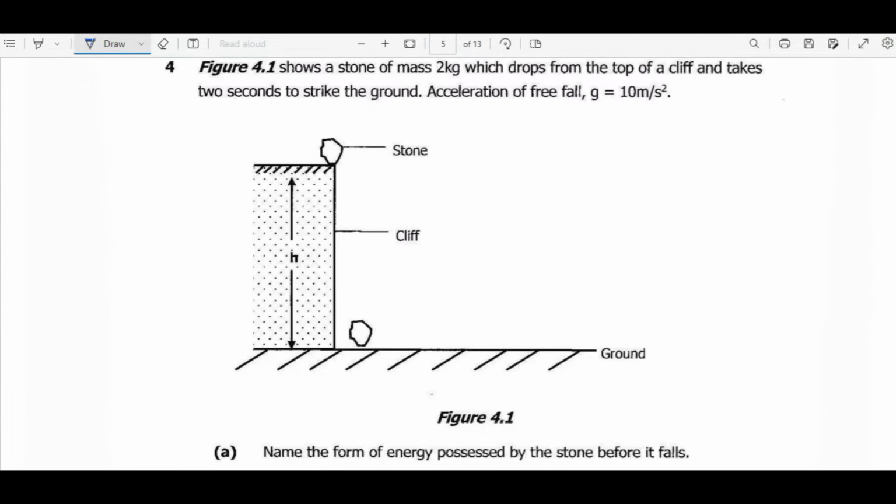Okay, we move on to question 4. Figure 4.1 shows a stone of mass 2 kilograms which drops from the top of a cliff and takes 2 seconds to strike the ground. Acceleration of free fall g is equal to 10 meters per second squared.